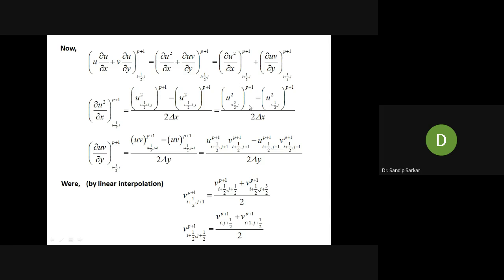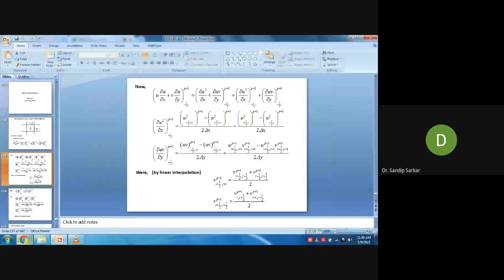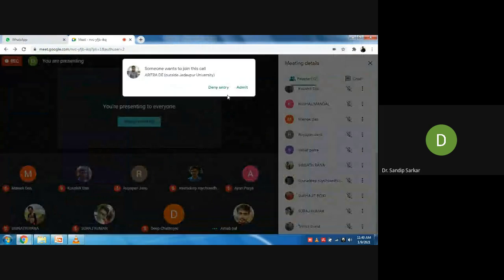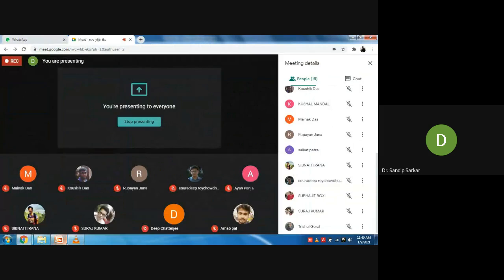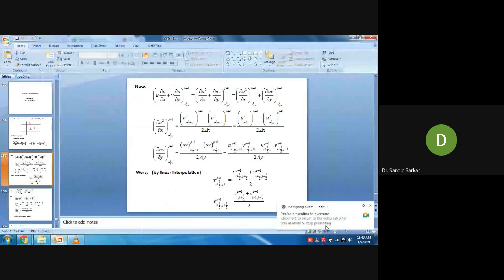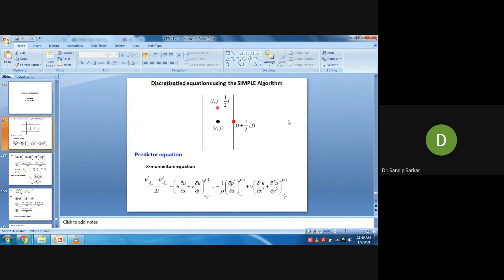Fine. Now, can you tell me whether I can get I plus 3 by 2 j and I minus half j, because are the variables at these grid points defined? Do these grid points exist in a staggered grid? Can you tell me? Yes, so these grid points are available, right? So all these grid points are available in the staggered grid, I plus 3 by 2 j. This is I plus half, the next grid point is I plus 3 by 2, right?